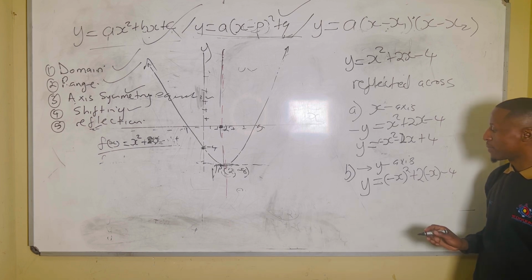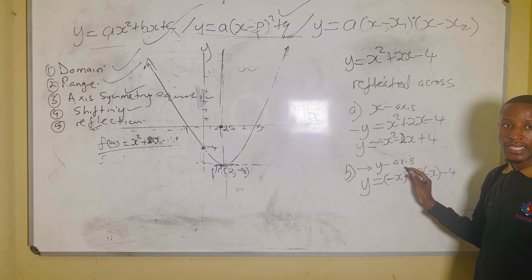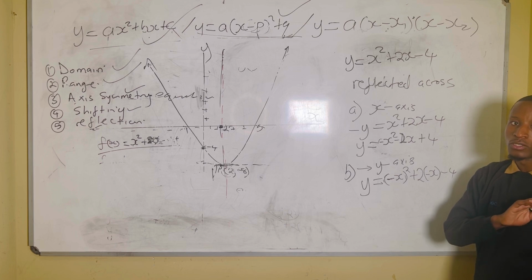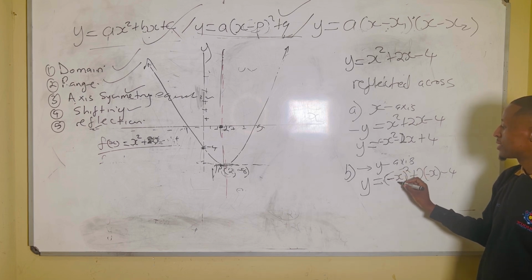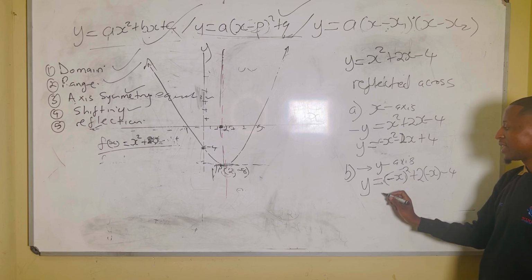So check something. Do you realize that this negative I placed inside brackets? Very, very important, because if you don't place it inside brackets, it will end up having your a being negative, which is totally wrong. So this means it's repeating itself twice. Negative x times negative x will give you a positive x squared.